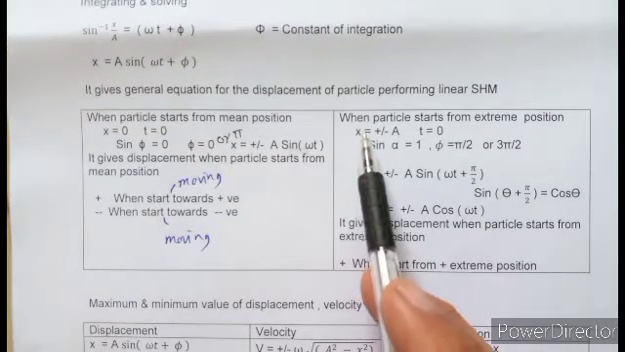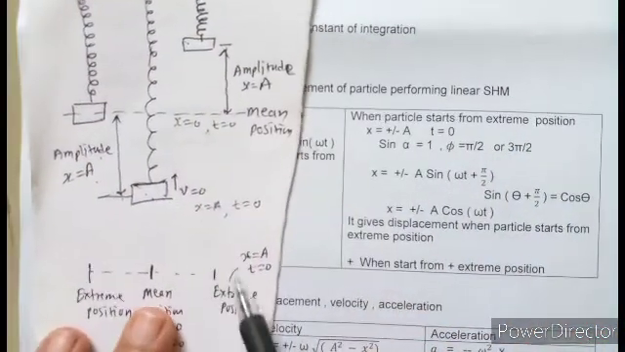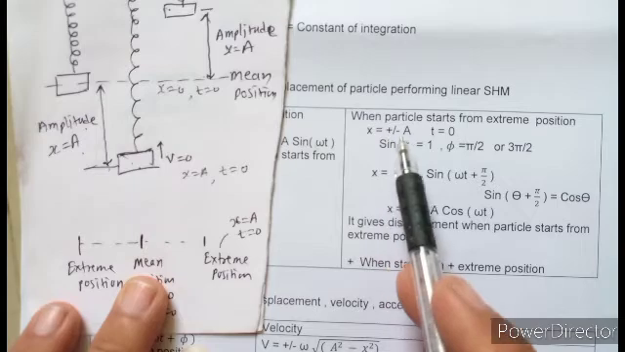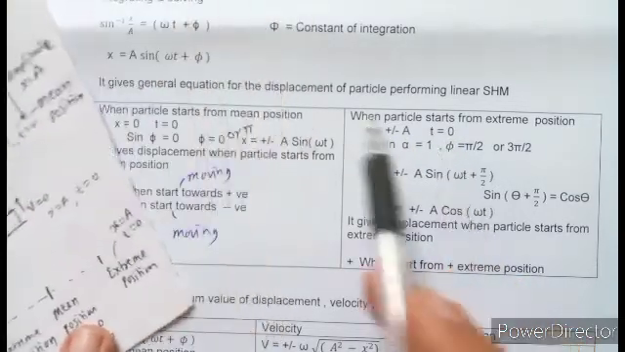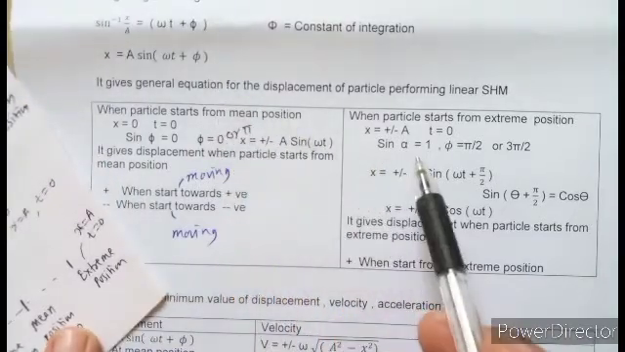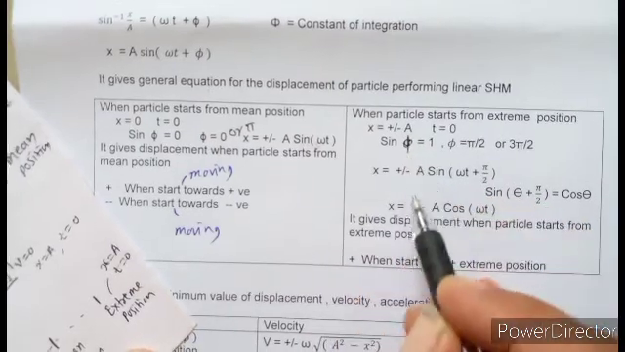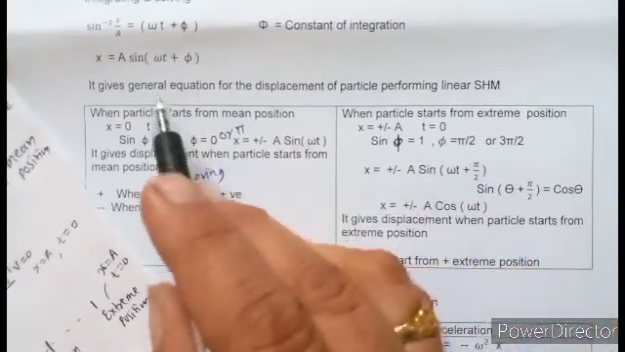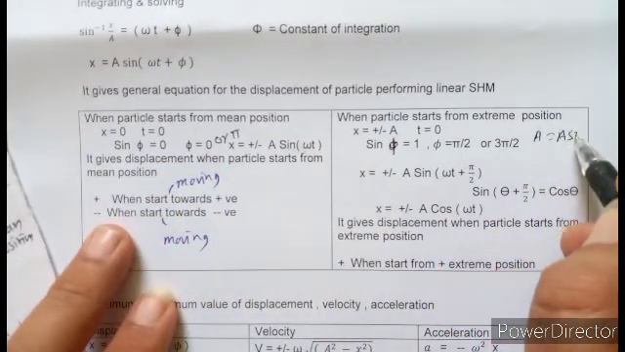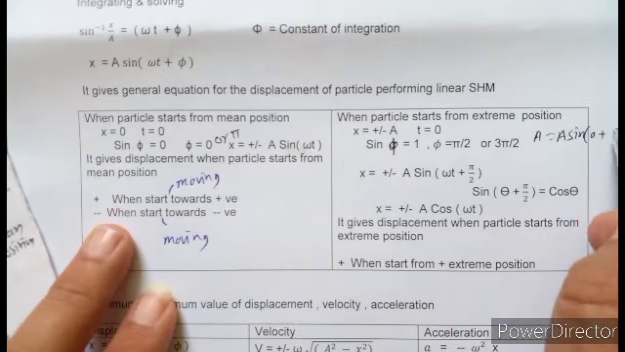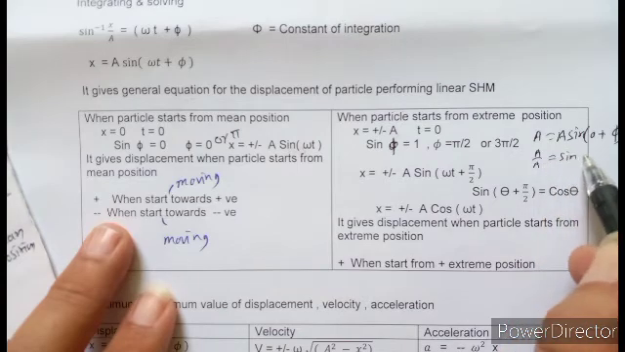Second condition, when a particle starts from an extreme position, that means at this position or here at this position, x is equal to A and t is equal to 0. Substitute that again in the equation of displacement. When you substitute here, then A is equal to A sin(0 + φ). So A divided by A is 1, and sin φ is equal to 1.